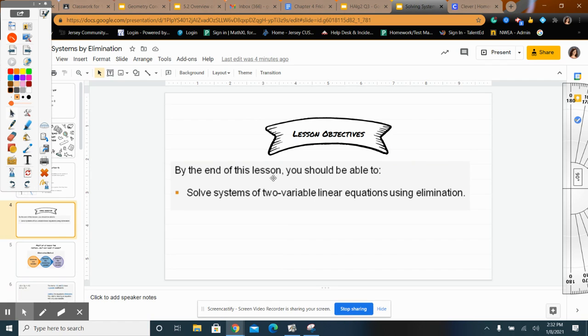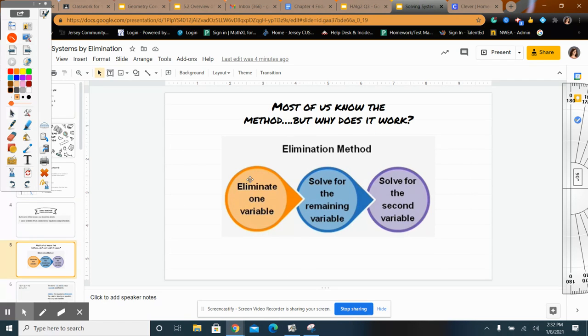By the end of this lesson today, you should be able to solve systems using elimination. Okay, most of us know this method, but why does it work? It works because we are going to be using properties of equality and adding the same number to both sides. But the same number that we're adding to both sides will be looking a little bit different.